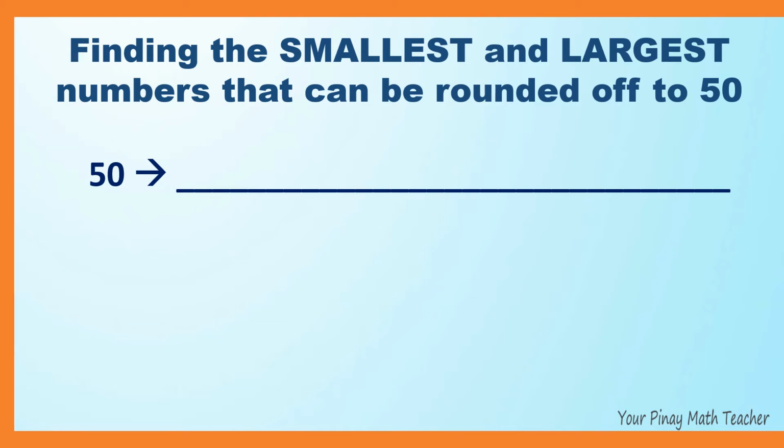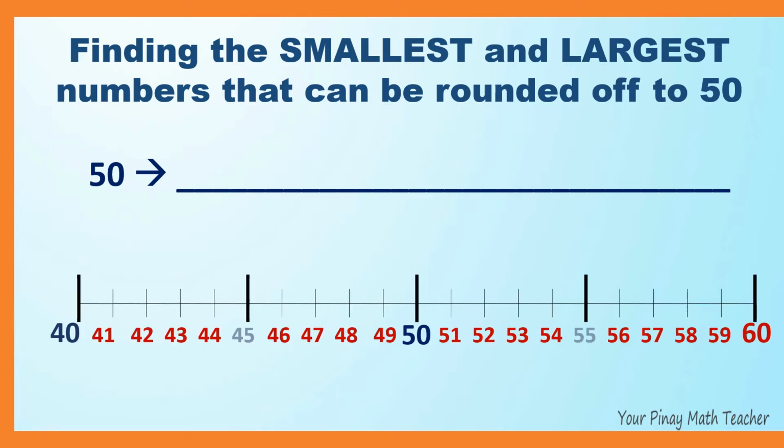How to find the largest and the smallest numbers that can be rounded off to 50. Look at the number line. Between 40 and 50 is 45. It reaches the middle. Therefore, 45 should be rounded off to 50. Similarly, 55 should be rounded off to 60.